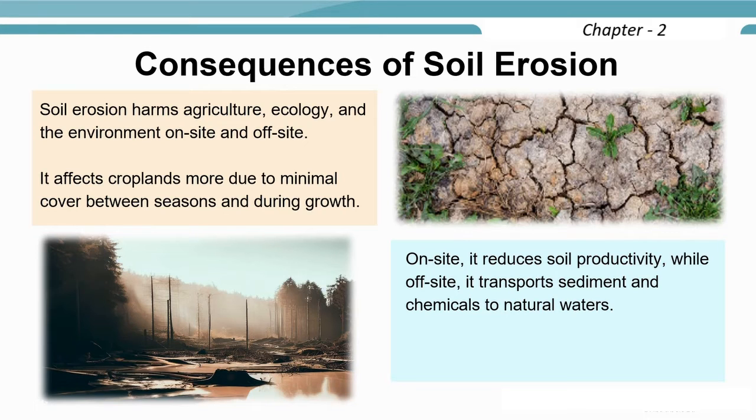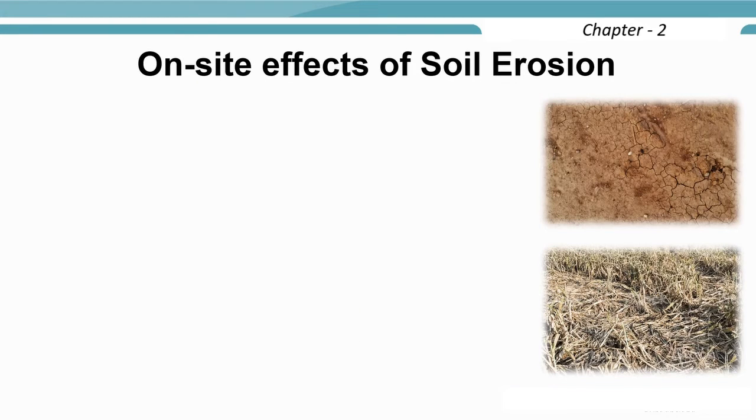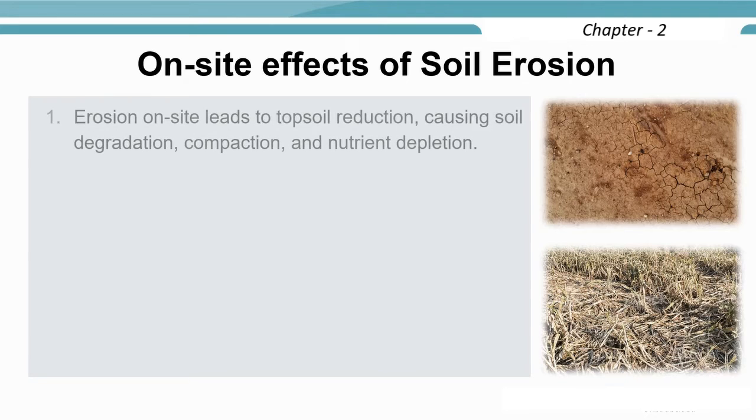On site, it reduces soil productivity, while off site, it transports the sediments and chemicals to natural waters. So it will contaminate these natural water sources. Forests, pastures, rangelands also suffer from erosion impacts. It has been noticed that in the past few years, the rate of erosion has increased because of deforestation. Therefore, government is taking active steps to stop deforestation.